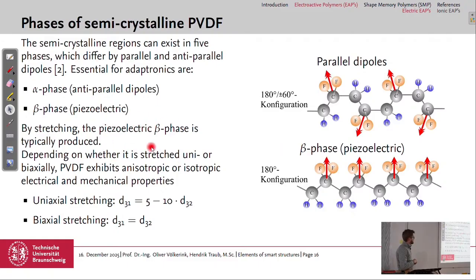The piezoelectric beta phase is produced by stretching, and depending on if we do the stretching uniaxial or biaxial, so in plane in both directions, we get anisotropic or isotropic electrical and mechanical properties. So uniaxial stretched, D31 is 5 to 10 times higher than D32. So the in-plane directions differ, and if we use biaxial stretching, then the properties are the same.